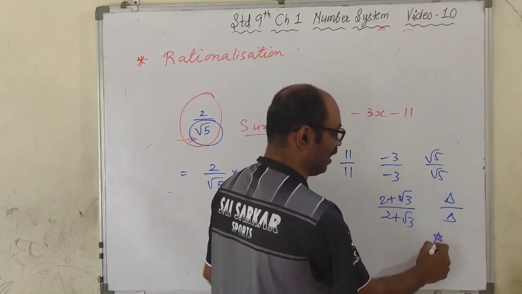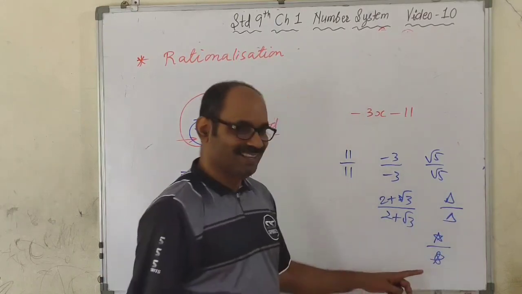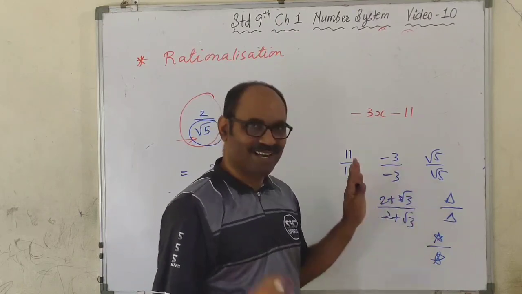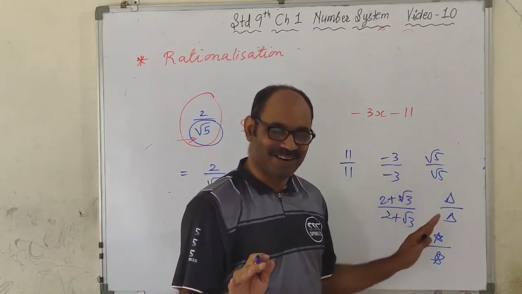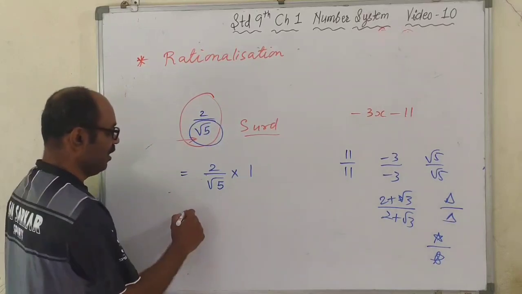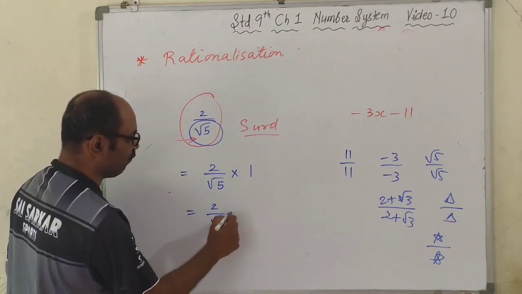Delta upon delta, star upon star. I'm just writing this to understand. Actually, you cannot write like that. Okay. So here, 2 upon root 5 into.